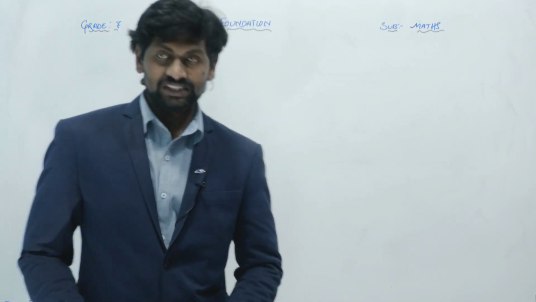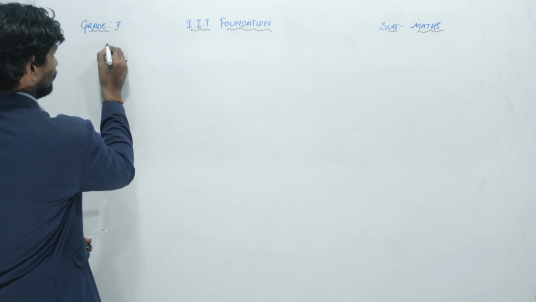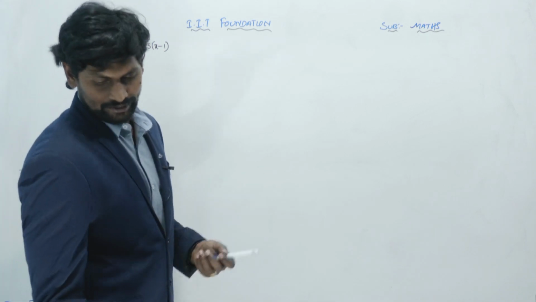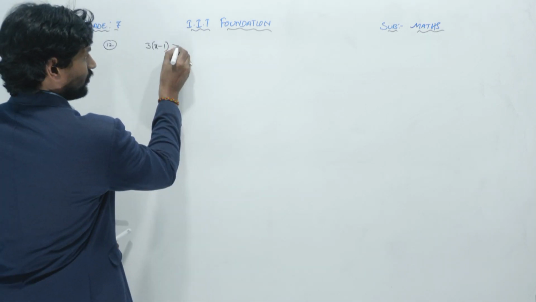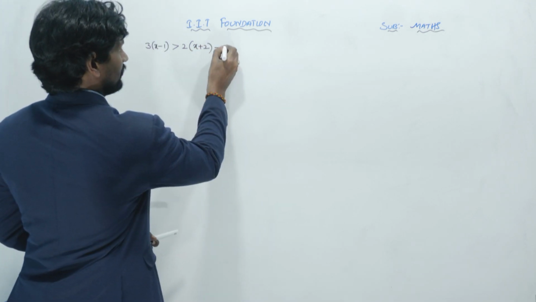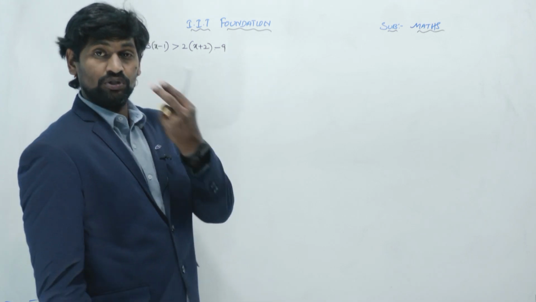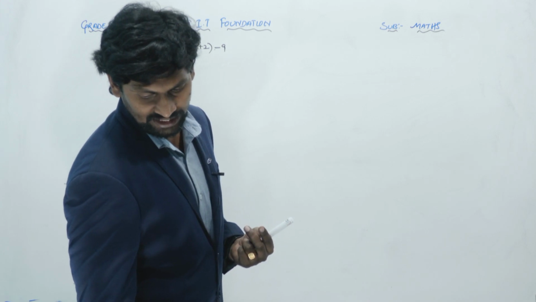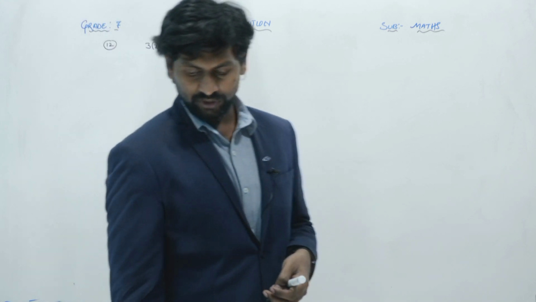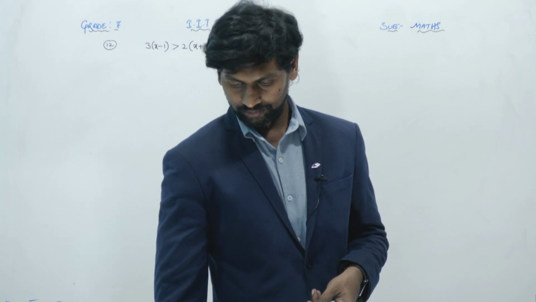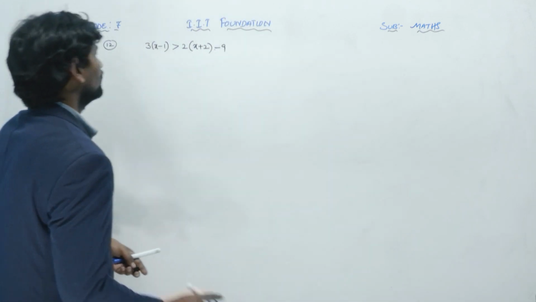Find the solution set of the inequation 3 into x minus 1 greater than 2 into x plus 2 minus 9. We need to identify the solution of this set, when the replacement set is given as minus 5, minus 4, minus 3, minus 2 up to 0, 1, 2. Let us see the solution of the set.